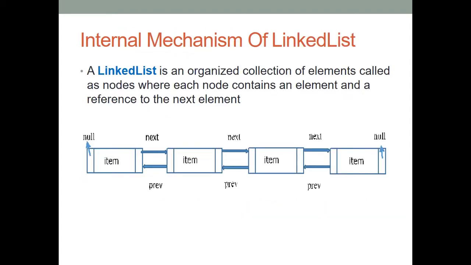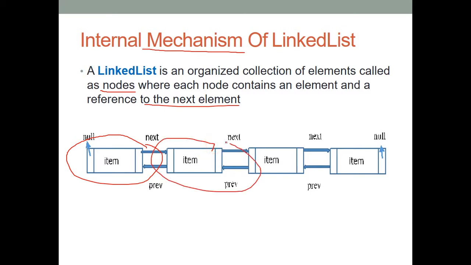Next is the internal mechanism of the linked list. What is the internal mechanism? It means how the Java developers built the linked list internally. It is an organized collection of elements called nodes, where each node contains an element and a reference to the next element. So this is the first element, for example, and its reference points directly to the next.